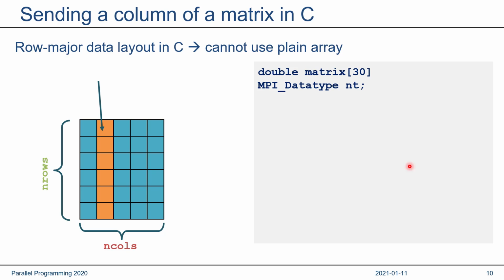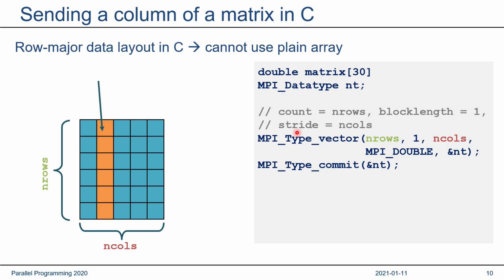Now, the MPI type vector type can be used very easily to implement one of the examples I covered in the beginning, namely to send a column of a matrix in C. C has row major data layout, so you cannot use a plain array send for sending a column in C. Let's assume we have a matrix of n rows and n columns. We define a new data type, an MPI_Datatype object, and we define a type vector that addresses this second column.